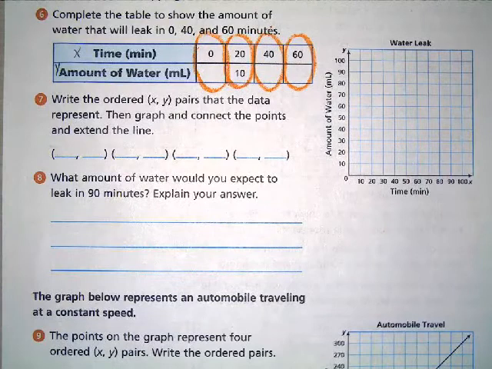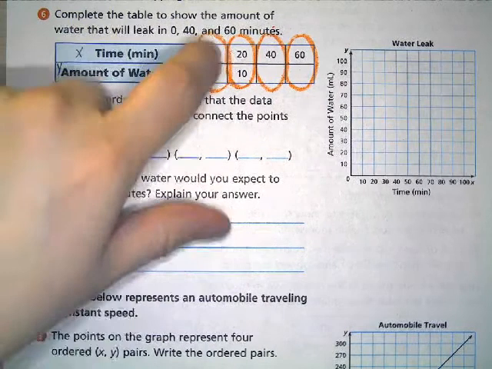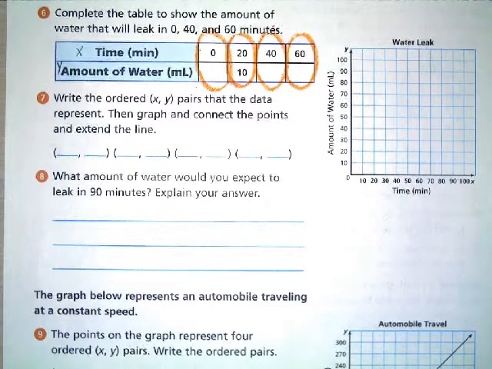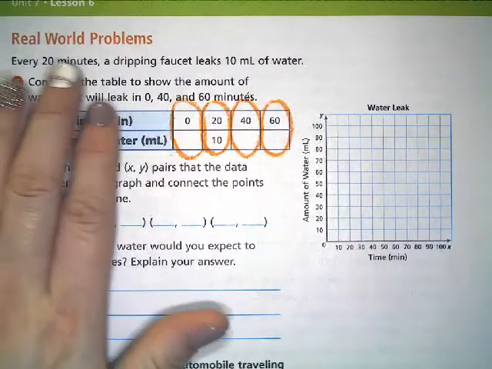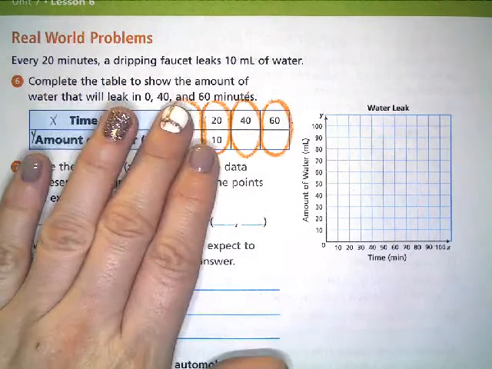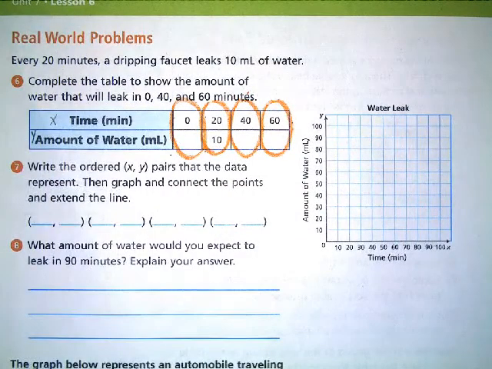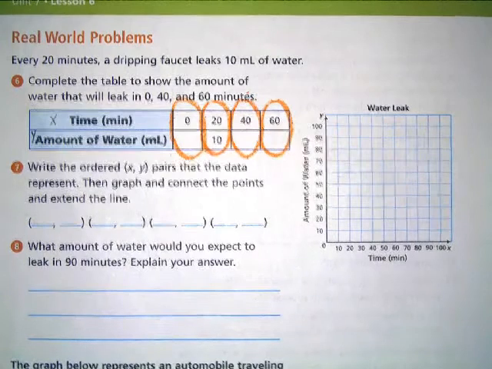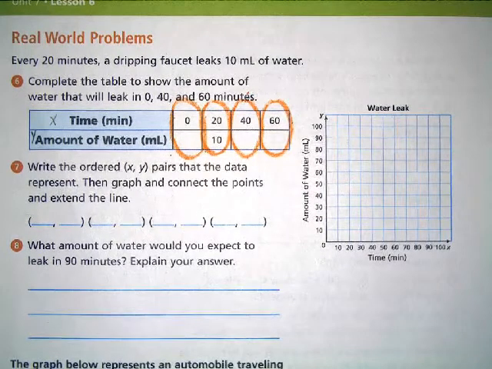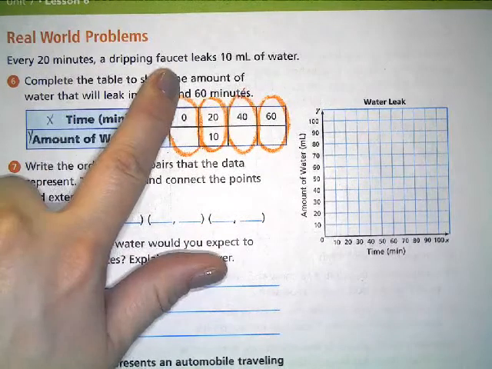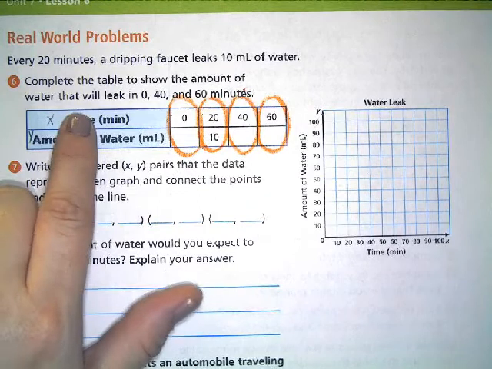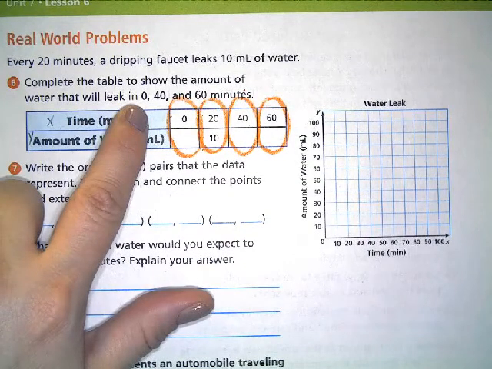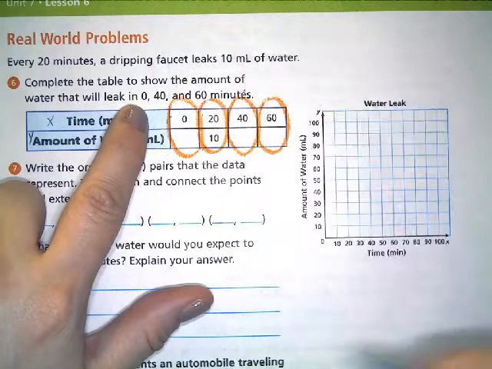And how did Ms. Fisher figure that out? I looked at the x and went, oh, that's the x line. This is the y line. And corresponding pairs have an x and a y. So that's how you have to go top then bottom, top then bottom, top then bottom. All right, let's just read what it says. Real world problems. Every 20 minutes, a dripping faucet. So I have had one of these in my house before where even if you turn the water off, it's dripping. And it drips at a constant rate. Okay. Every 20 minutes, a dripping faucet leaks 10 milliliters of water.